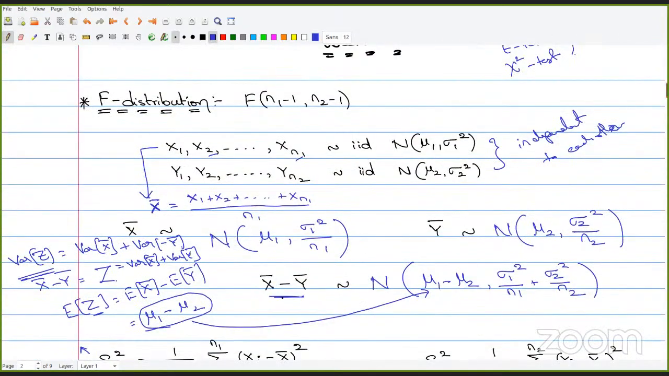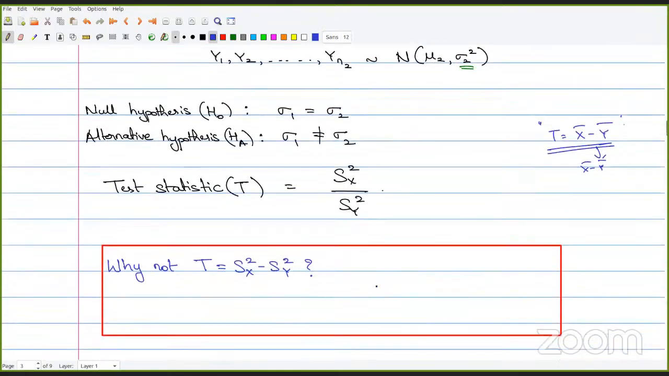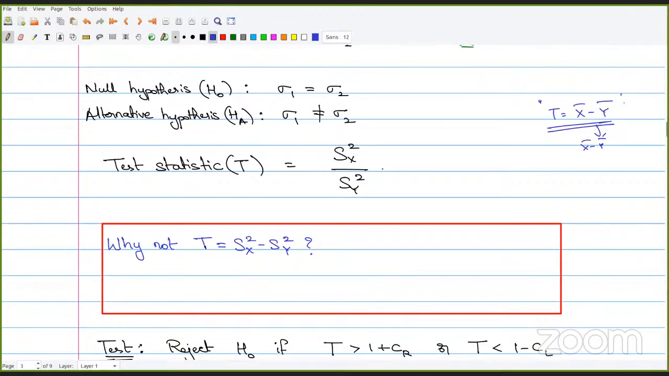See here, this x bar minus y bar is a well-known distribution. It falls under a normal distribution, normal with mean mu1 minus mu2 and this is the variance. So this distribution is pretty much a standard distribution, and it follows normal. So we can use that as a test statistic to compute the probabilities. But do we know the distribution of this Sx square minus Sy square? No, right?